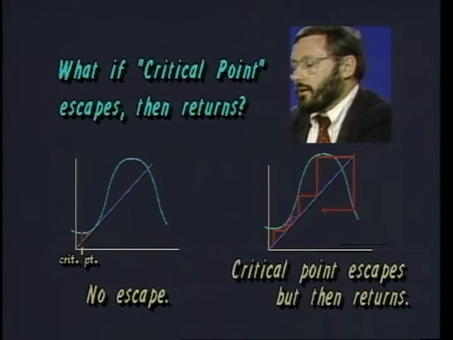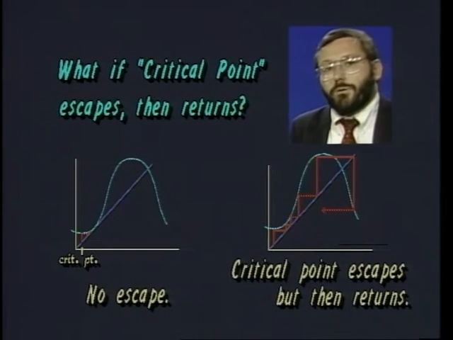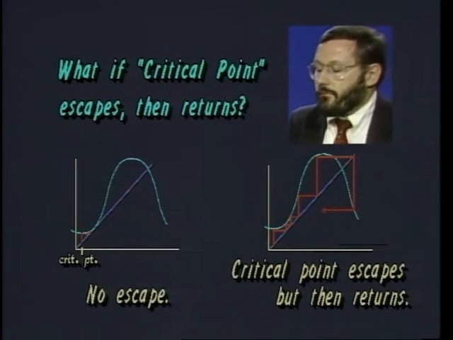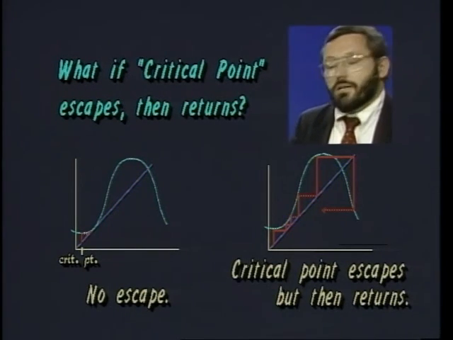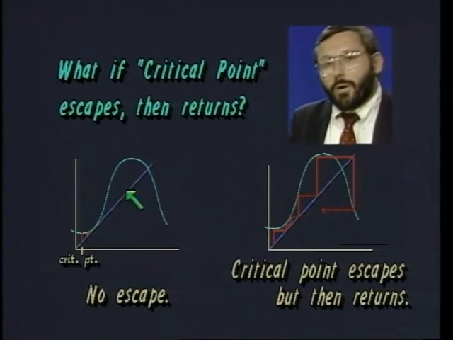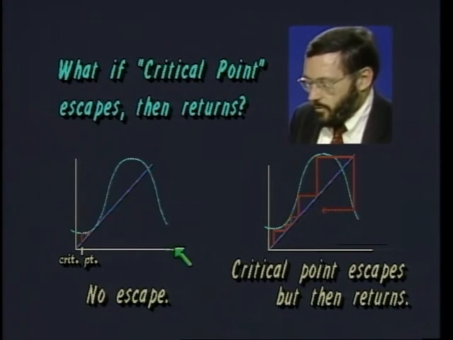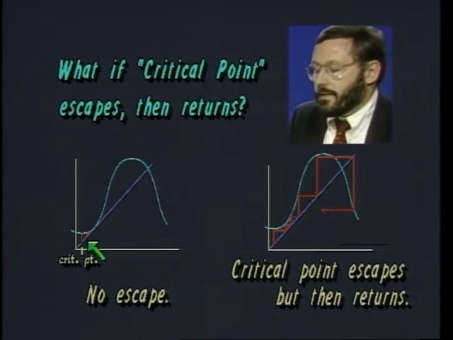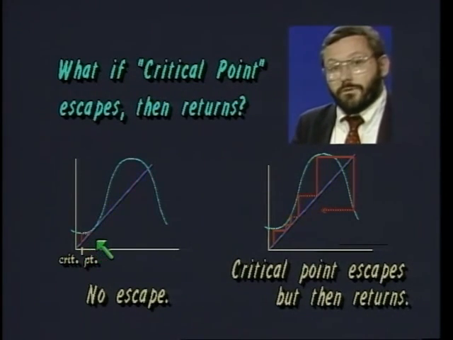So we've seen that when the critical orbits escape, the Julia set explodes. What I'd like to show you now is what happens if the critical orbit seems to escape but then returns. For example, what happens if we have a graph that looks like this? The critical point. The critical orbit is the orbit of this point here. Notice that it's a minimum for the graph of the function.